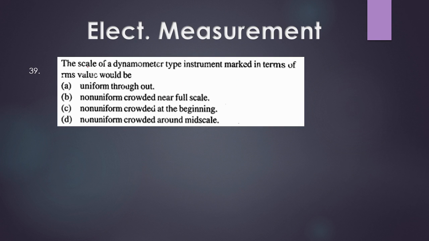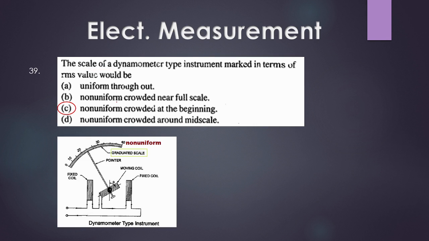Next question. The scale of a dynamometer type instrument marked in terms of RMS value would be. So it is asking about the scale. What would be the nature of the scale? Uniform, non-uniform crowded near full scale, non-uniform crowded at the beginning, non-uniform crowded around the mid scale. So let's see what is the answer. The answer will be C option. Non-uniform, crowded at the beginning.